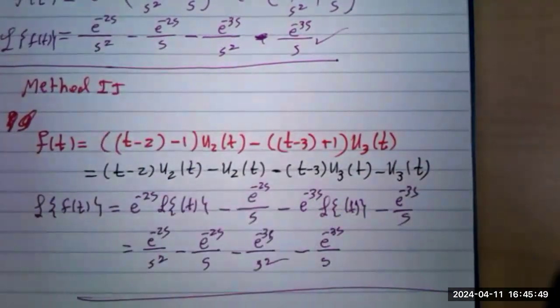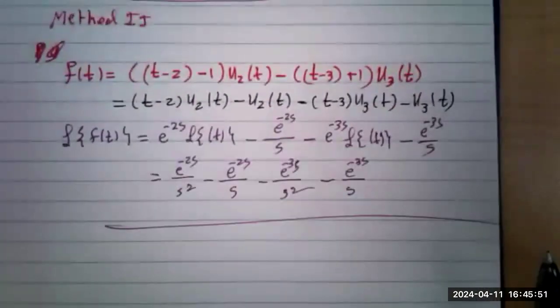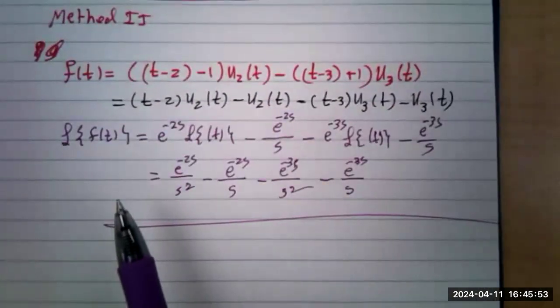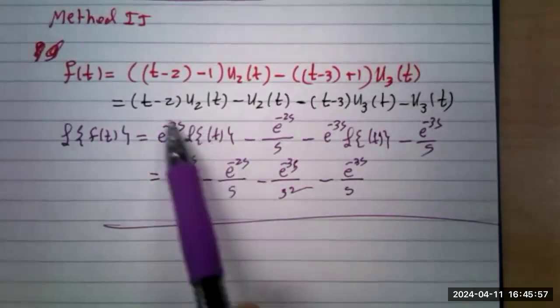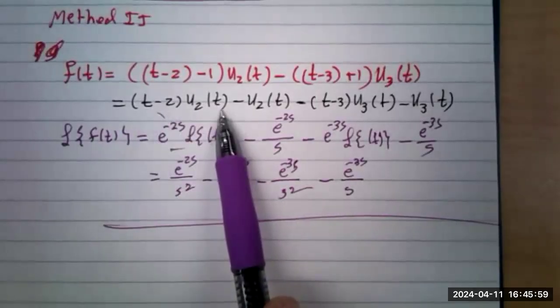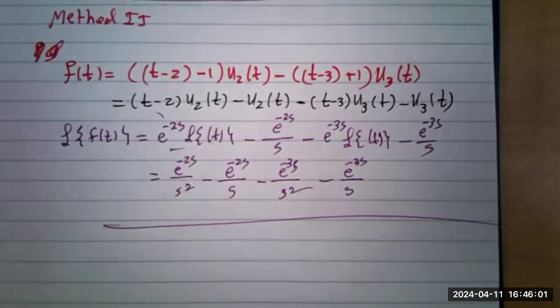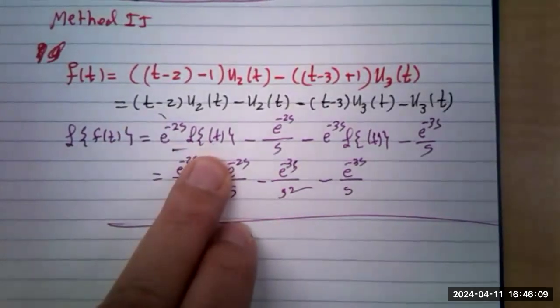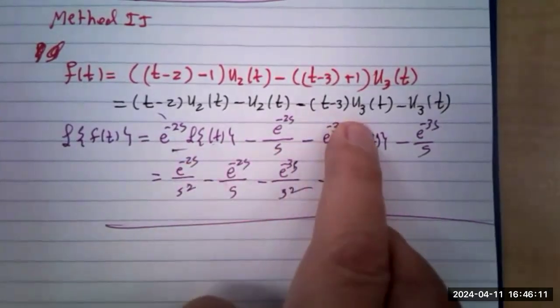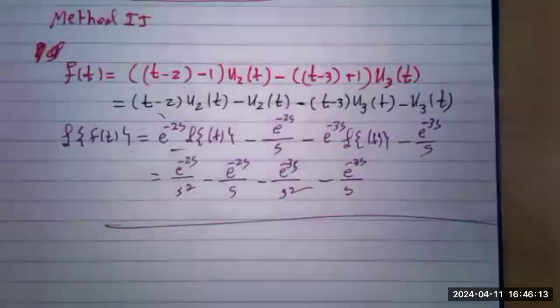If you go down on the current problem we're on, on the left, the first term was e to the negative 2s Laplace of t. The theorem is what? f of t minus c u_c(t). What is your f of t? f of t is t. Laplace of t. You see, t minus 3 u_3(t). What is your function? t.